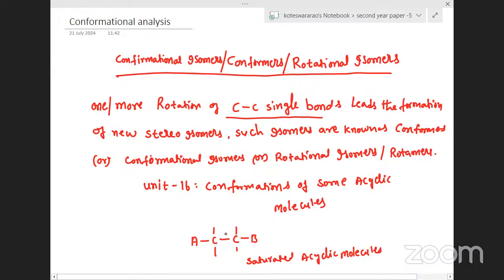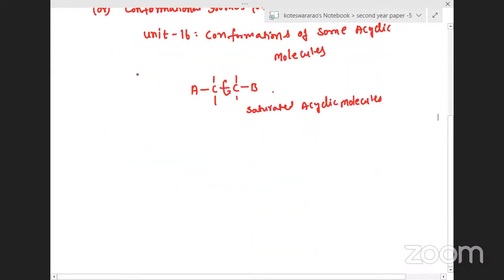Suppose this is the concerned bond we are considering for the rotation. This is undergoing rotation around this single bond, or you can also consider another bond. One or more CC single bonds undergoing rotation leads to the formation of new stereoisomers known as conformations or conformers or conformational isomers or rotamers or rotational isomers. Whenever these are undergoing rotation, that leads to the formation of rotamers.